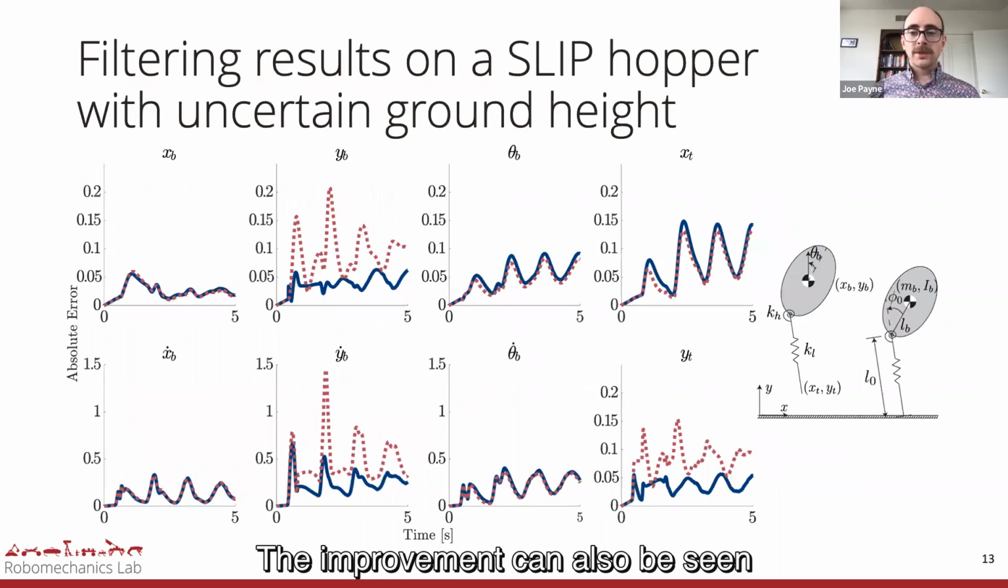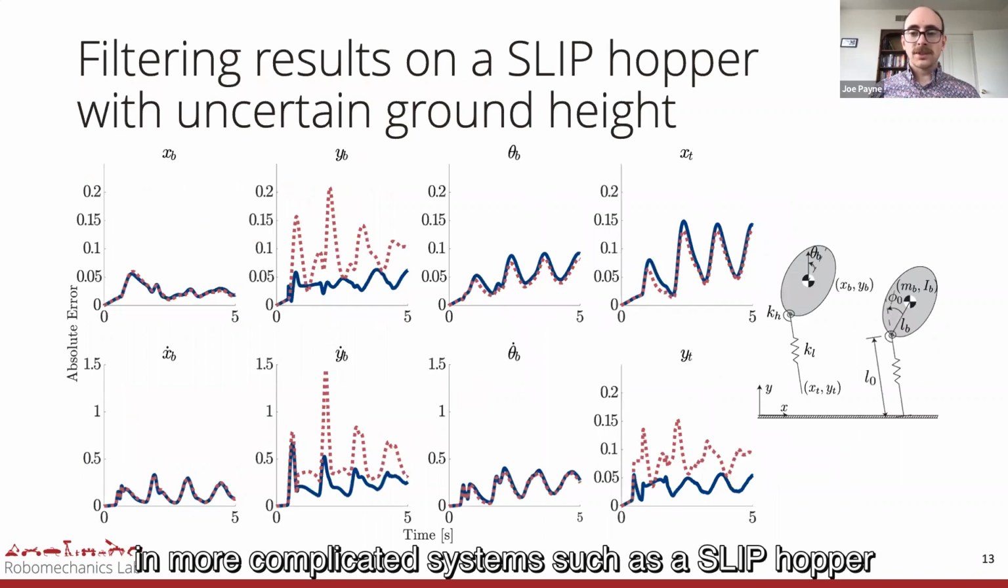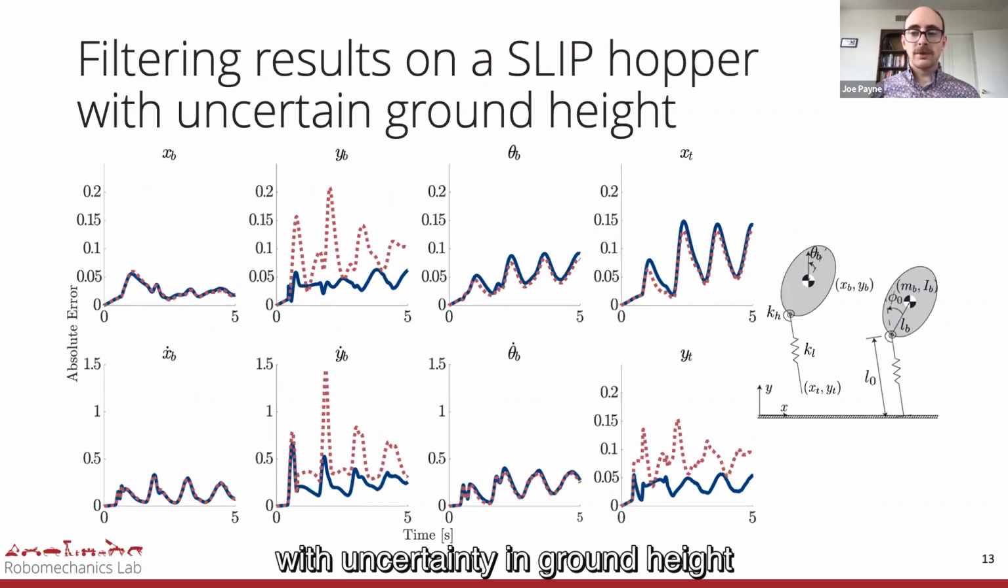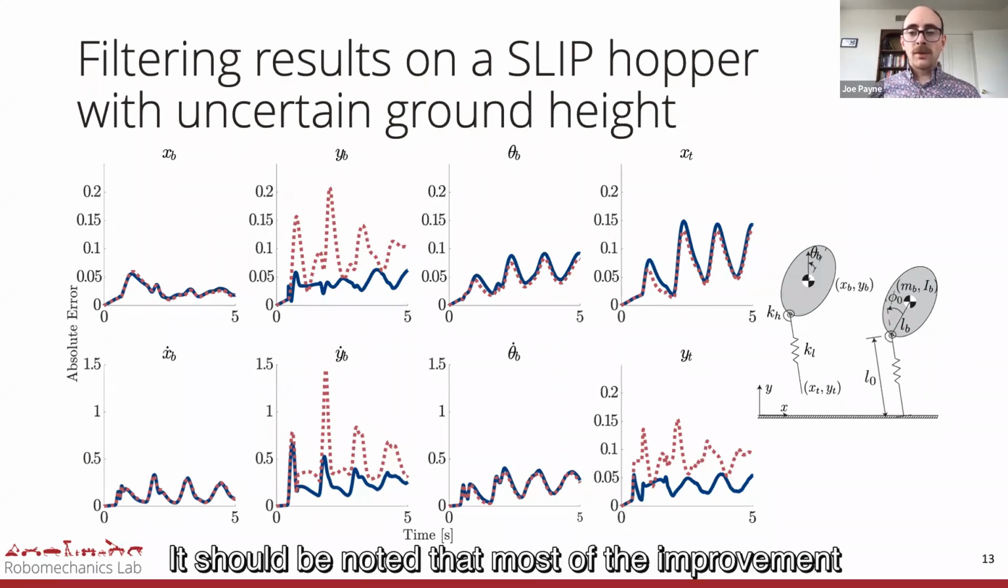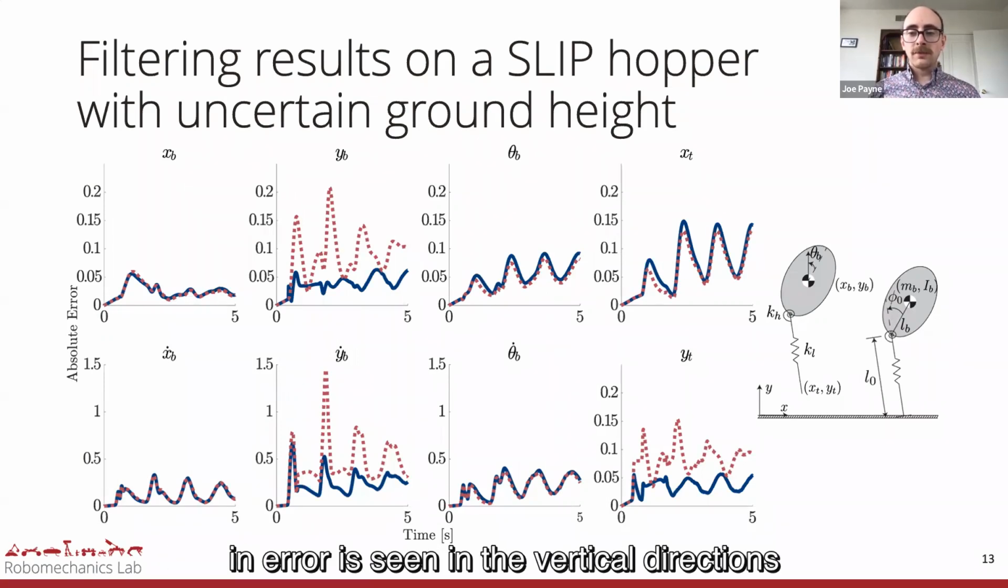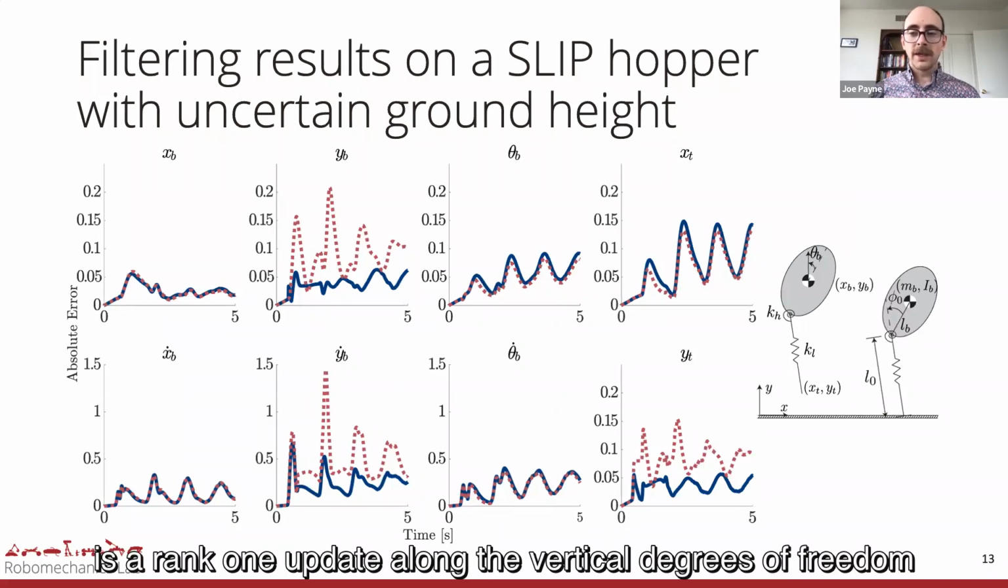The improvement can also be seen in more complicated systems, such as a slip hopper with uncertainty in ground height. It should be noted that most of the improvement in error is seen in the vertical directions, as the additional guard uncertainty term is a rank 1 update along the vertical degrees of freedom.